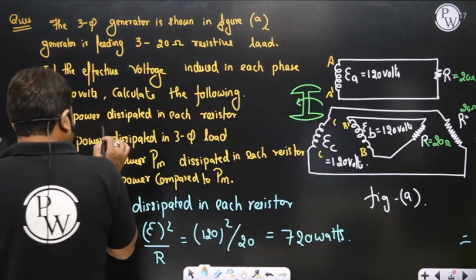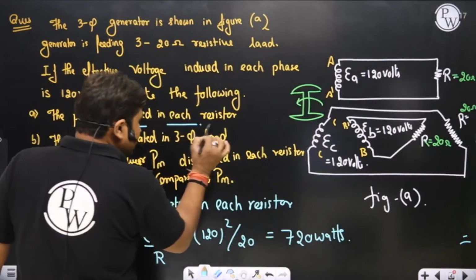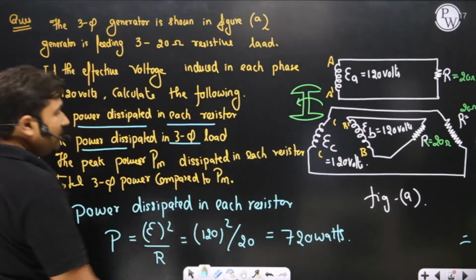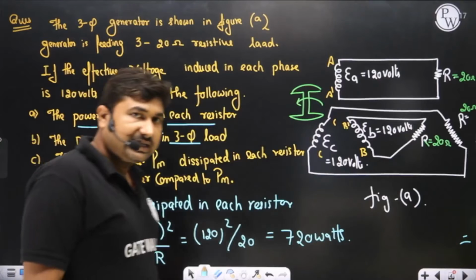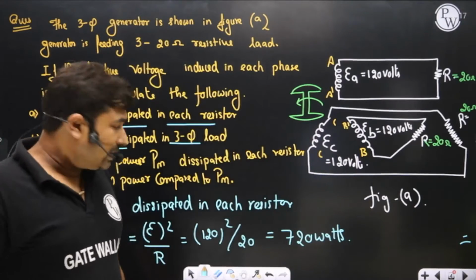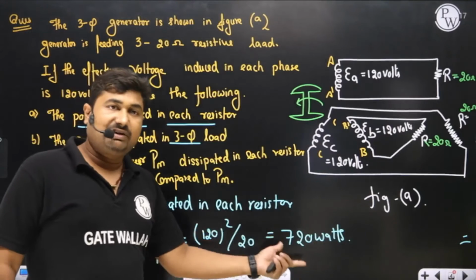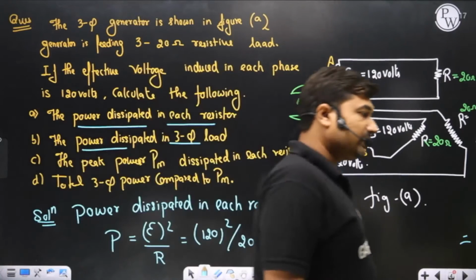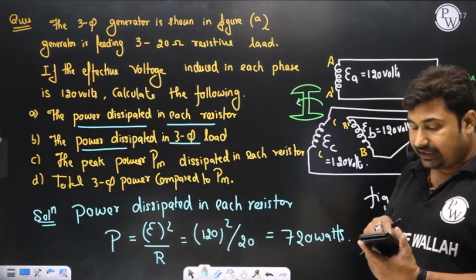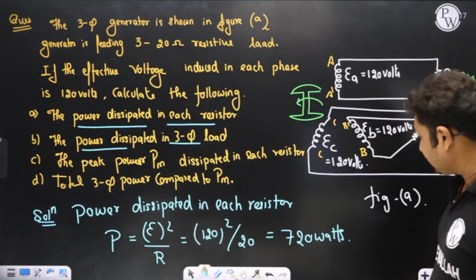We need to find the power dissipation in each resistor, then the power dissipation in a three-phase load. So what is the power dissipation in three-phase load? Sir, total three-phase power. So what is total three-phase power, sir? 720 into 3. Can I do that? Yes, sir. So you can easily find it out, sir. 720 into 3, that is 2160 watt.